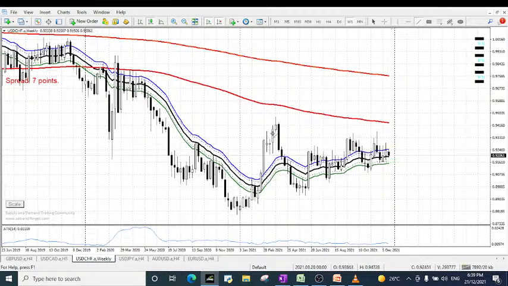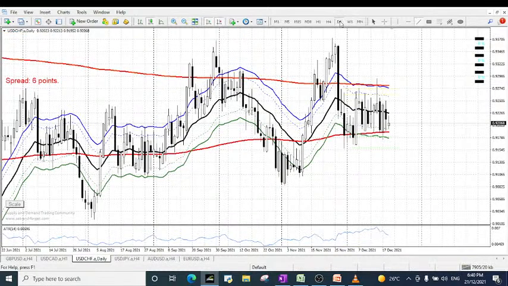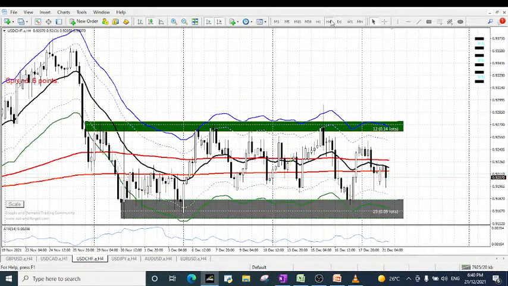So in this case, weekly is in a range. We are ranging right here, so it doesn't really make that much of a difference. Daily, the same thing. We don't really have a clearly defined trend. So you can buy and sell both sides. If you're at the top of the range, you can take sells, bottom of the range, you can take buys.